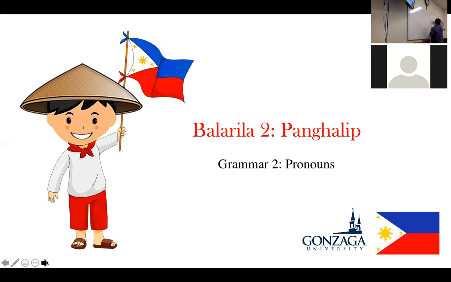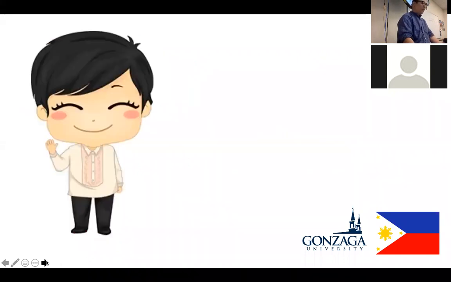Now, pang is actually a prefix which means for. Ngalan is name. That means nouns are for names. Pronouns, panghalip, halip means substitution or replacement, which means to say that pronouns are used as words to substitute or replace a noun. So that's basic English. Okay, before we proceed, let's try these conversations first.